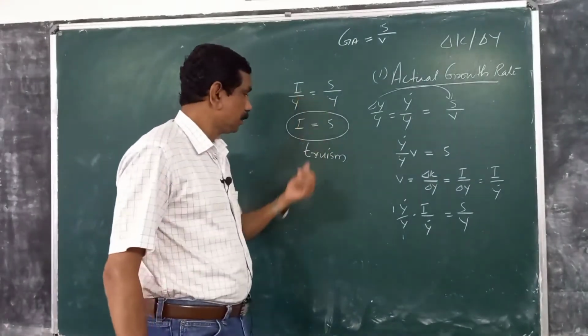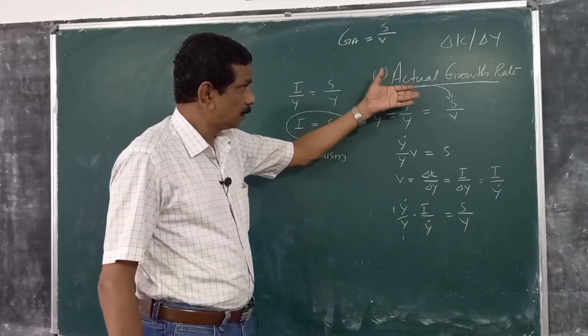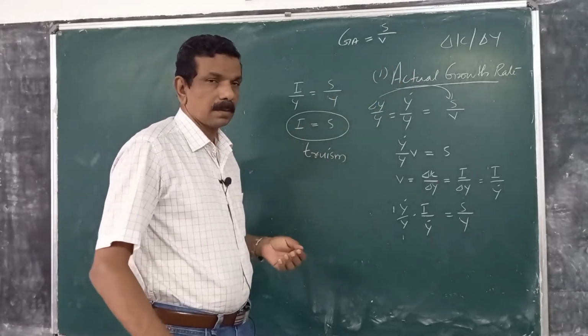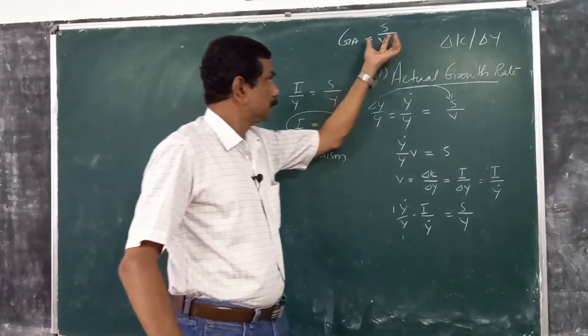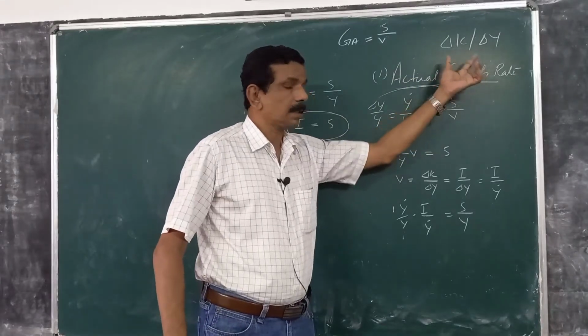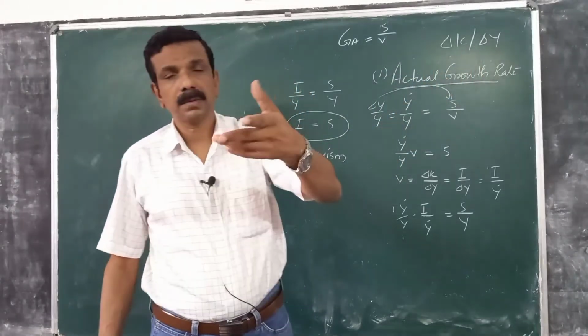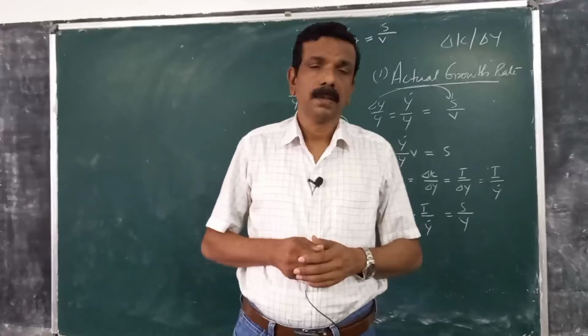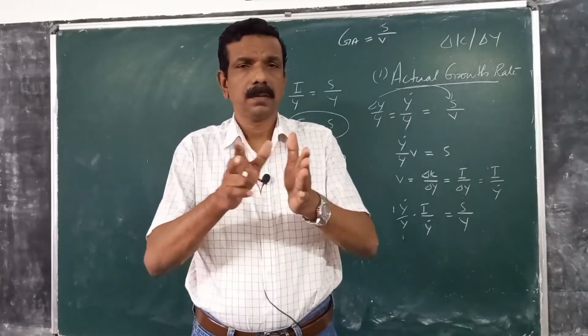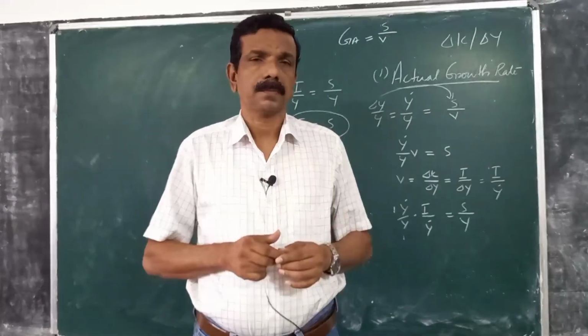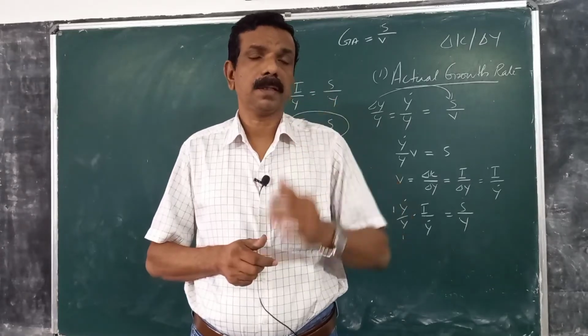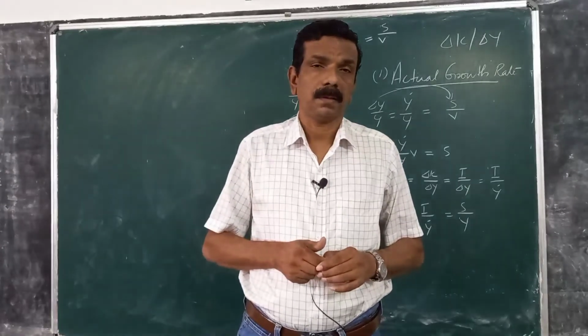And this V can be any number. Delta K by delta Y can be 5, 2, 3, 1, whatever it is. And this will not ensure true equilibrium in a growing capitalist economy.